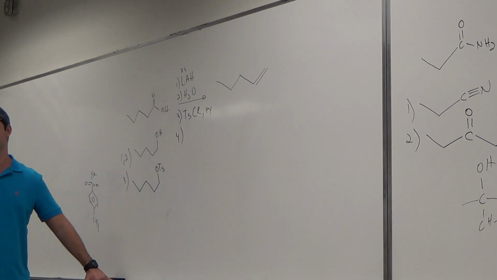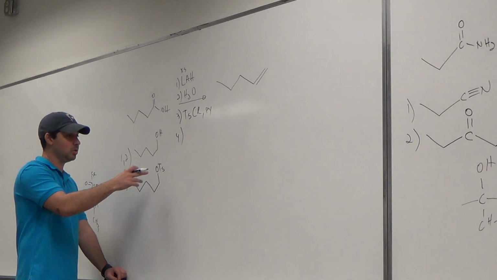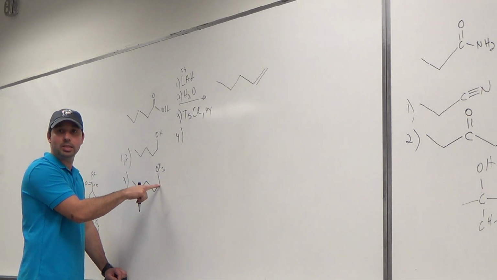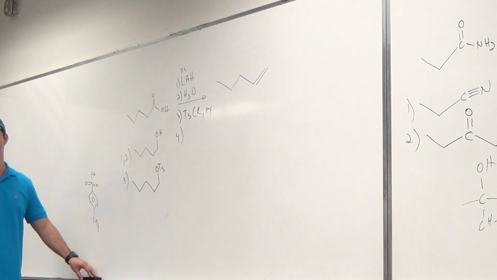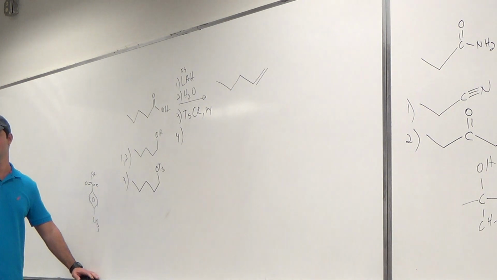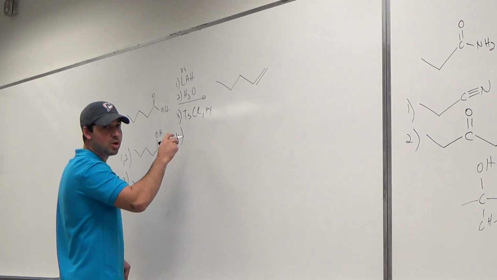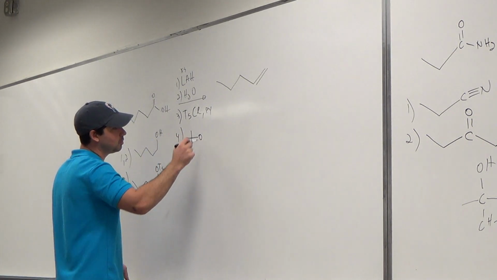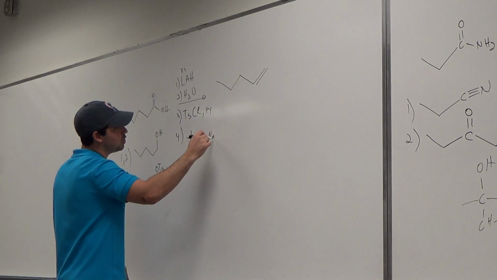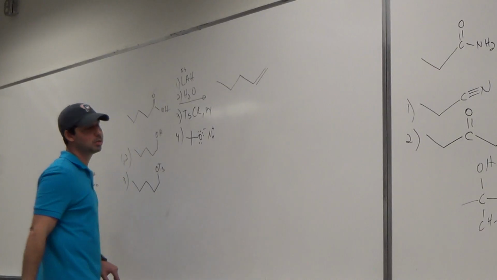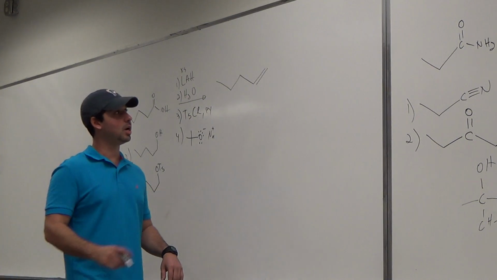With a base. We don't want a base to attack here. Instead of giving us an alkene, it will do an SN2 reaction. We have to use a base that does not behave like a nucleophile. Which base are we going to use? Tert-butoxide. We're going to use a hindered base called tert-butoxide, sodium or potassium tert-butoxide. This hindered base is going to pull one of these hydrogens here, and the tosylate is the leaving group.